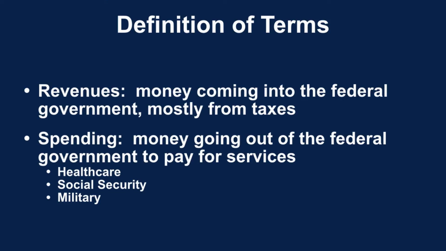Before we start, let's define some key terms. Revenues are sources of income for the budget and come mostly from taxes. Second, money spent on specific services is better known as spending. Examples of federal spending include health care, Social Security, and the military.